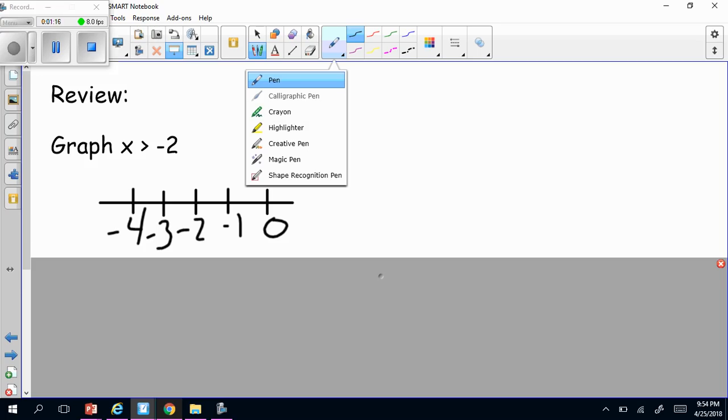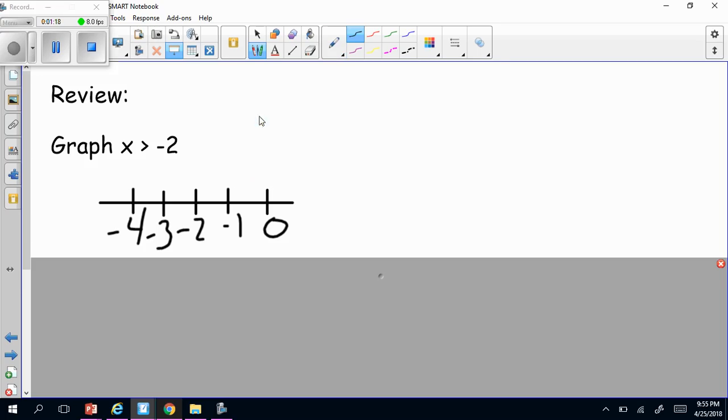Now look at our sign here. It is telling us a greater than sign. Now, when it's a greater than sign, it's going to give you an open circle. A closed circle would be greater than or equal to, or less than or equal to, or equal to. So what I want you to do is do an open circle on -2.